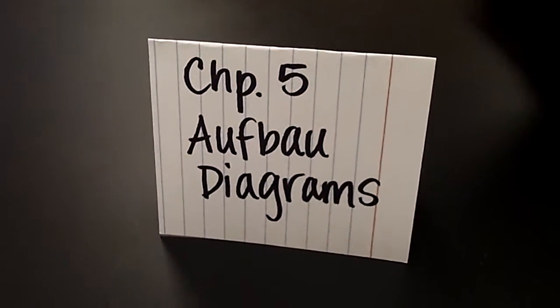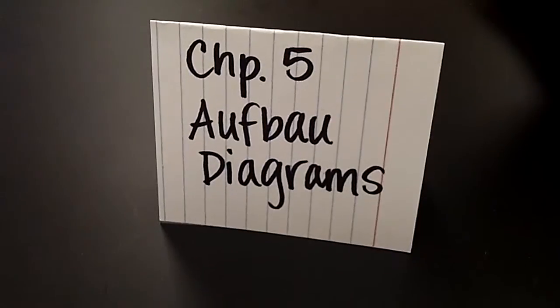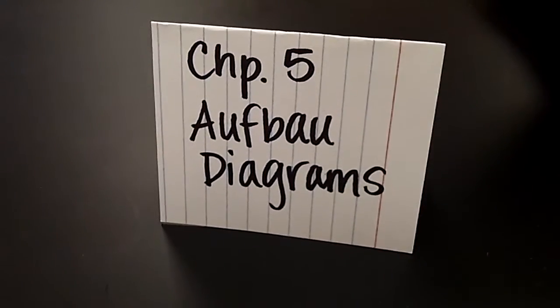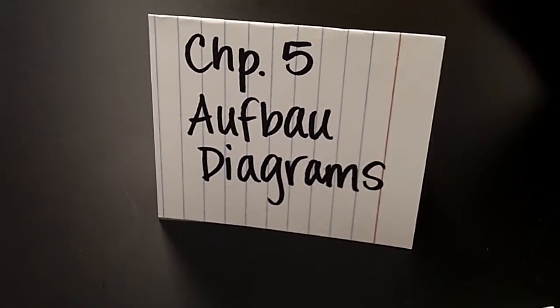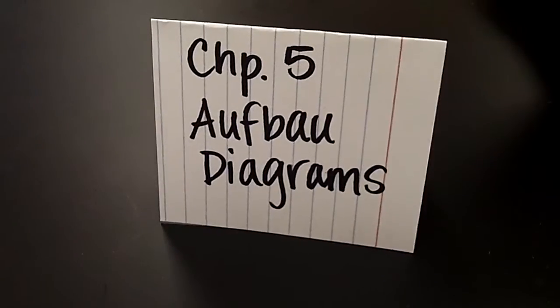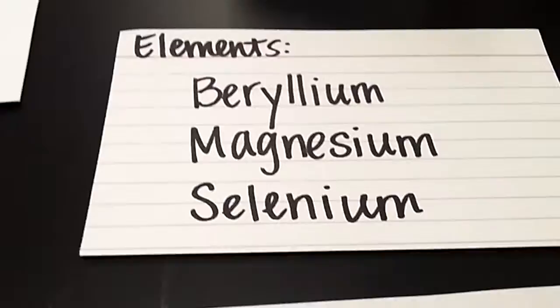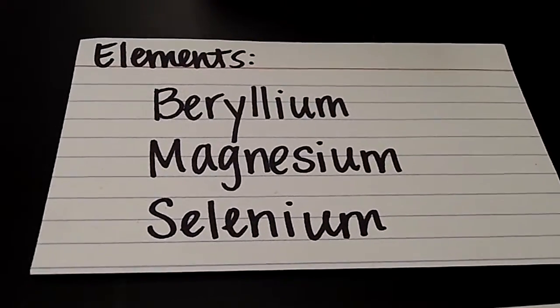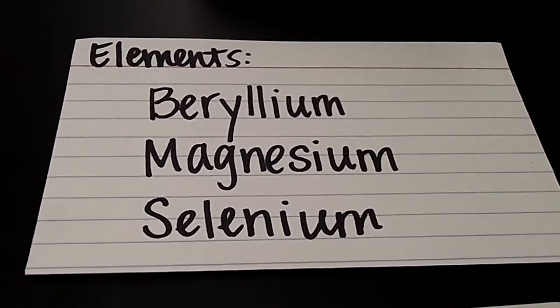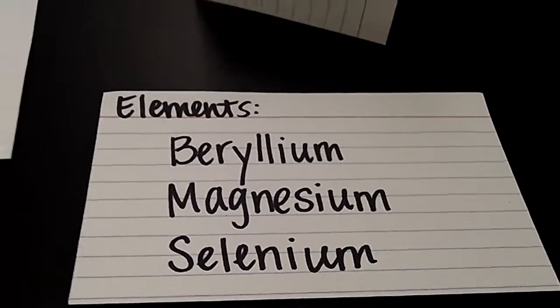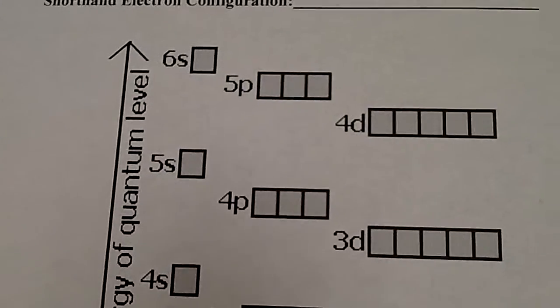Today we're going to practice how to fill out the Aufbau diagrams using the different electrons available from different elements. To do that, we're going to look at these three elements: beryllium, magnesium, and selenium as our examples. So in class, I was showing you that the different orbitals are given this way.